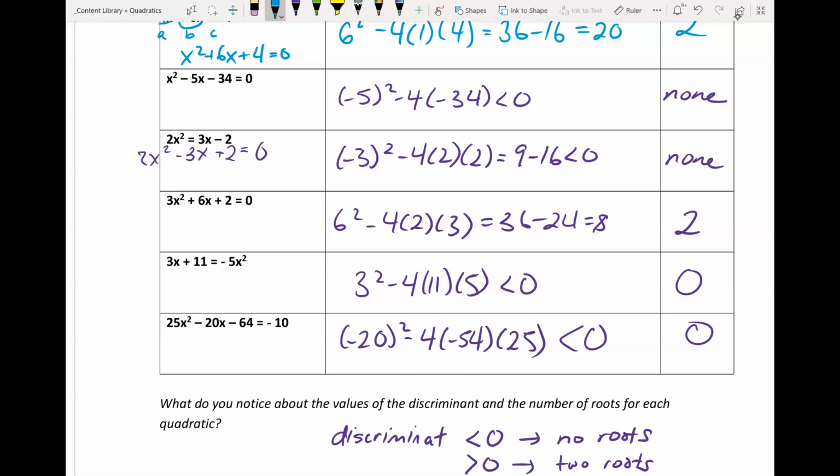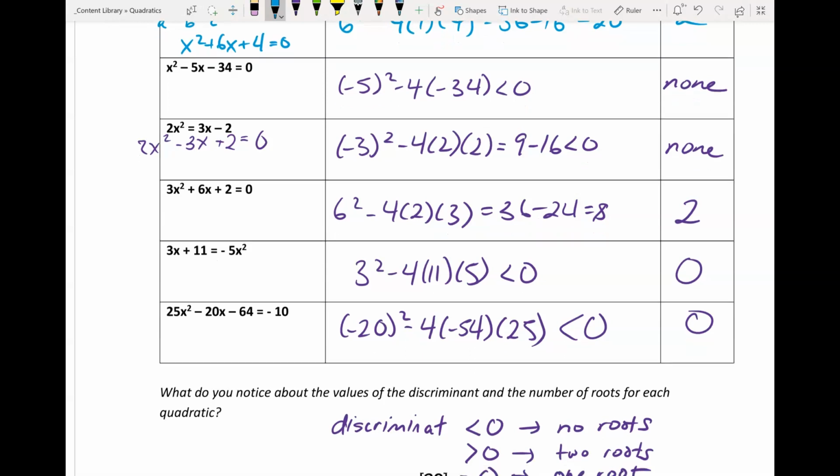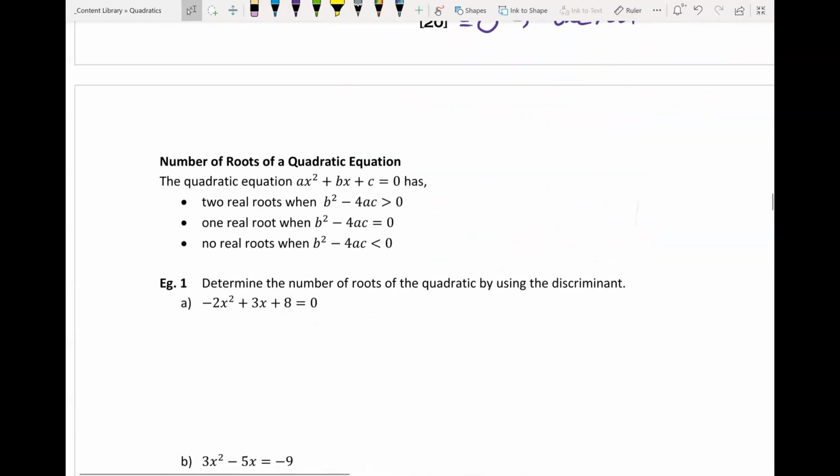Then we're going to have 1 root there. And that's summarized for us over here.